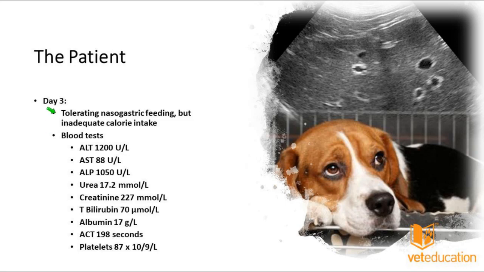On day 3, we'll skip to day 3, he was tolerating some nasogastric feeding, but he didn't really have adequate calorie intake through nasogastric feeding. And at that particular point in time, his ALT was 1,200 units per litre. That's about 6 times higher than normal. AST not markedly elevated. Alkaline phosphatase, again, probably about 10 times higher than normal. Urea, about 1.5 times normal. Creatinine, nearly 2 times normal. Bilirubin, about 7 times normal, and he had hypoalbuminemia, a prolonged clotting time of 198 seconds, and he had a decrease in his platelet count.